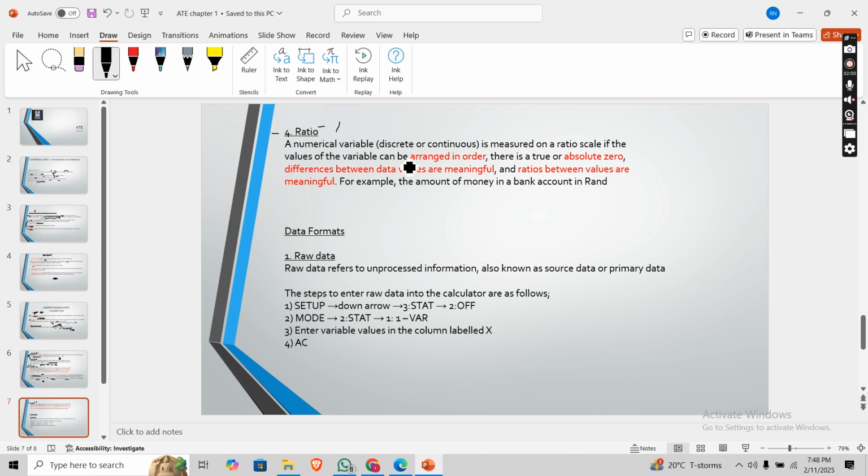So in simple terms, the difference between 20 and 30 is the same as the difference between 10 and 20, which is what? 10. That's what standard number 2 means. So standard number 3, or the last standard, says that the ratios are meaningful. You're going to understand this much better if I use the example of the amount of money you have in your bank account.